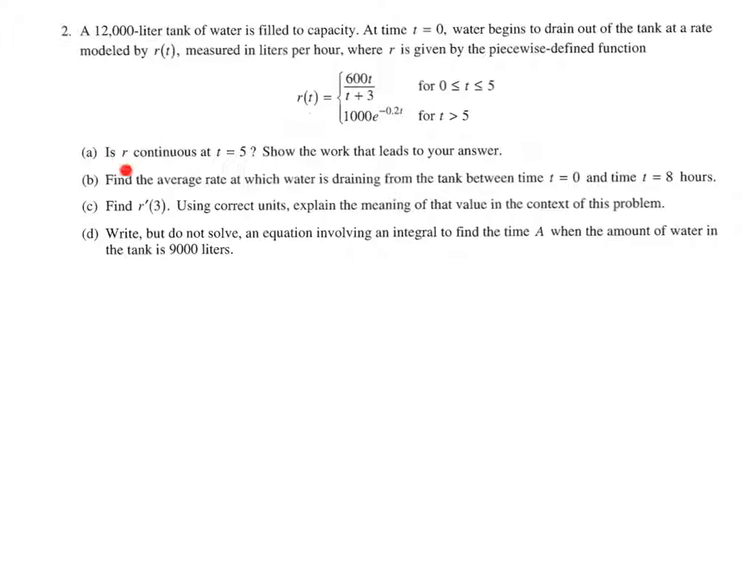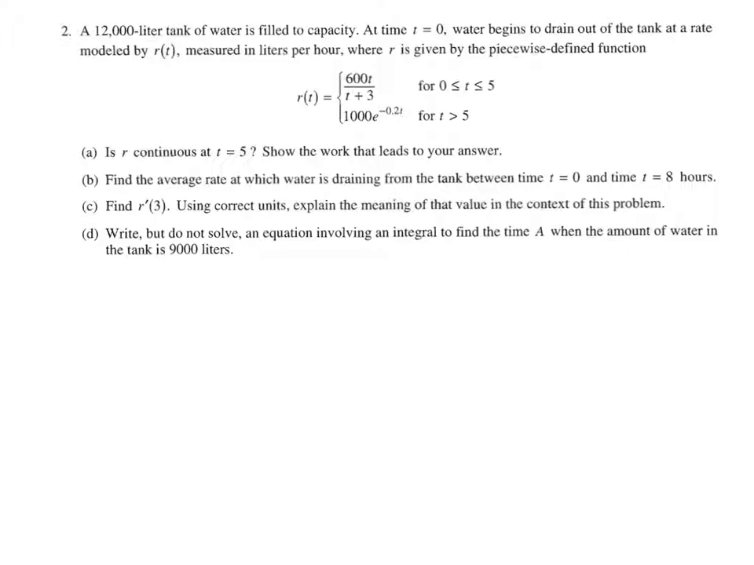Part A: Is R continuous at 5? Show your work leading to your answer. You've dealt with this already. We talked about it in the last video. We also talked about this on Thursday before break. So in terms of going through and calculating that, if it's continuous at 5, you should be okay with that. Part B: Find the average rate at which the water is draining from the tank between time t equals 0 and time t equals 8.